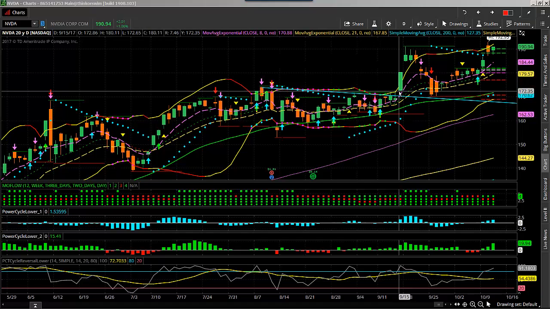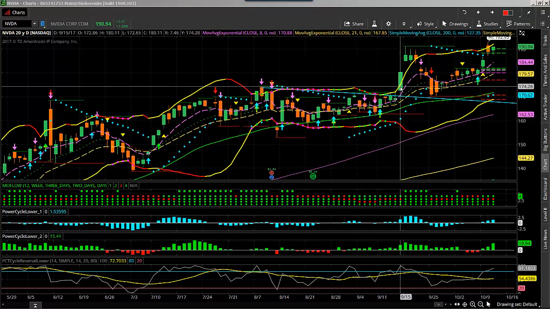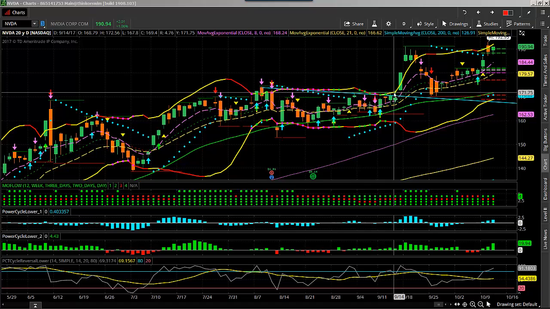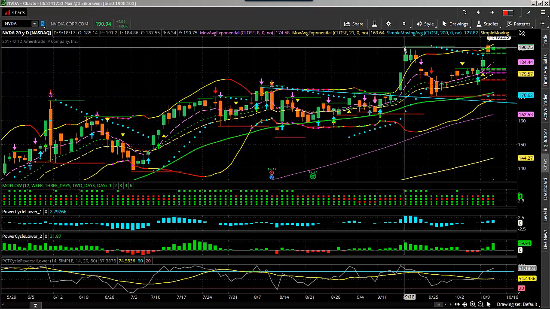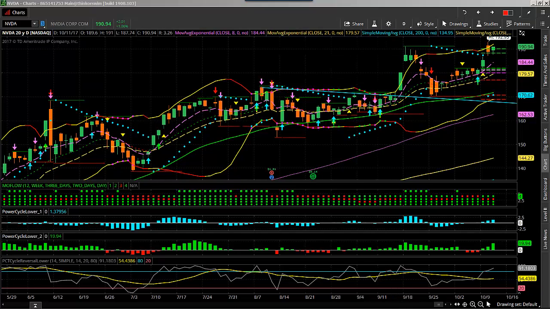And on this particular trade setup in Nvidia, you can see it had a very powerful move when it broke that trend line from 171.75 and spiked in just 2 days all the way up to 190. So that's an example there on Nvidia.